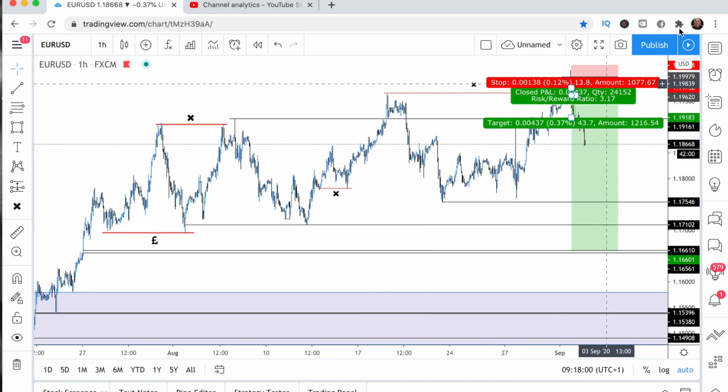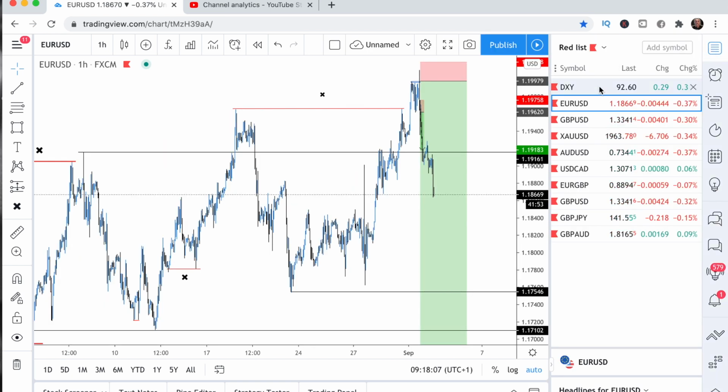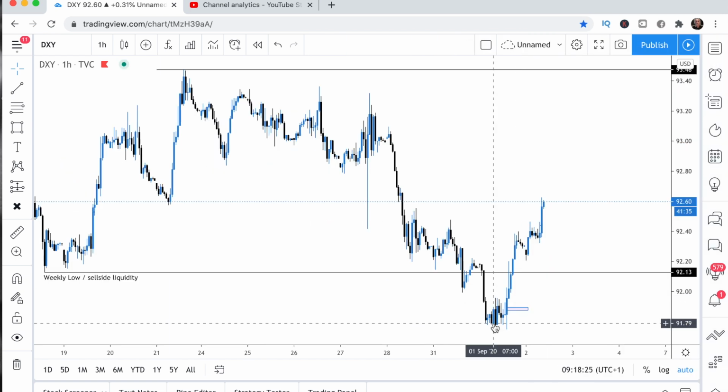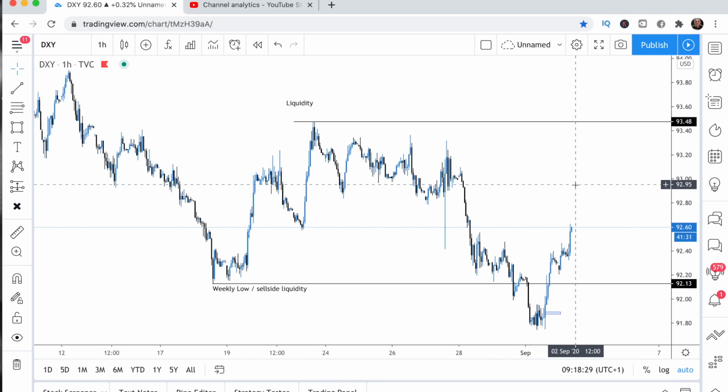And also what I wanted to show you about the DXY, because I told you the Euro USD basically moves opposite to the DXY, okay? So basically like the DXY upside down, right? As you can see, the DXY is pushing up. This is good because it also means our Euro USD is pushing down.